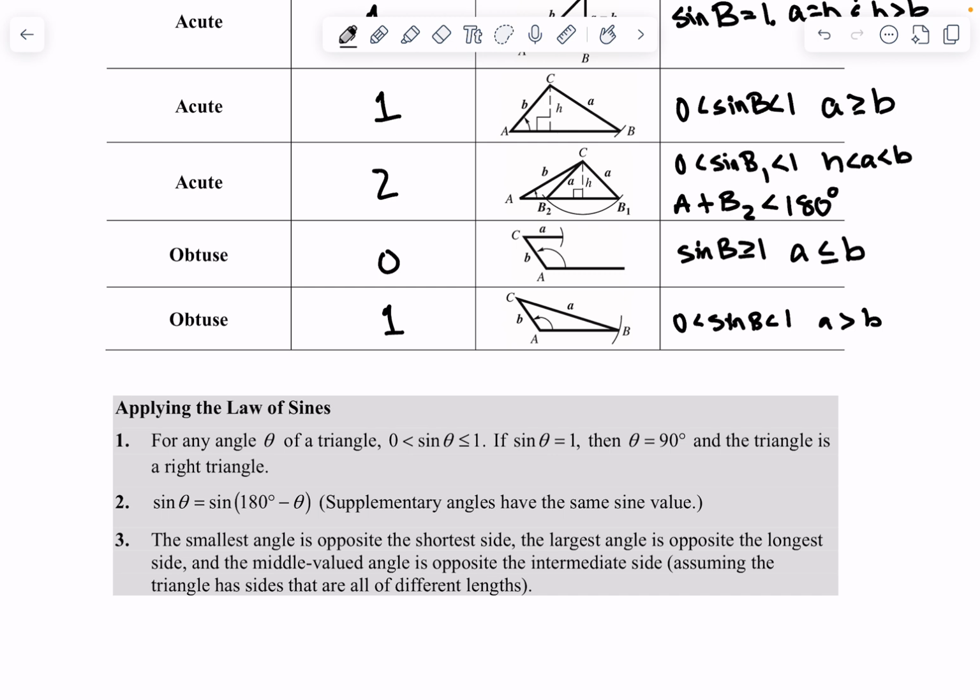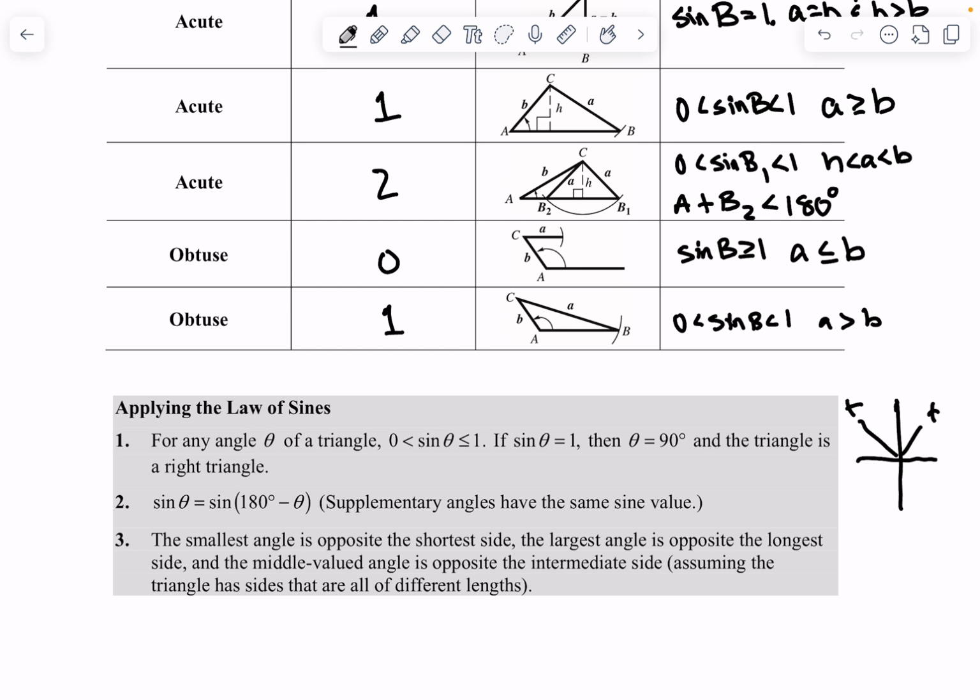When you apply the law of sines, remember for any angle theta of a triangle, 0 is less than sine of theta, which is less than or equal to 1. If the sine of theta equals 1, then theta is 90, and the triangle is a right triangle. The sine of theta has to equal the sine of 180 minus theta. Supplementary angles have the same value. Remember, if we think about the unit circle, the sine is positive in quadrant 1, and it's positive in quadrant 2. So when we do this SSA, that's where we get the possibilities.